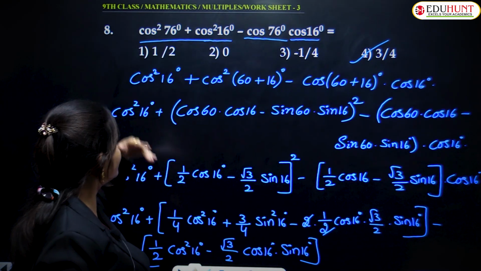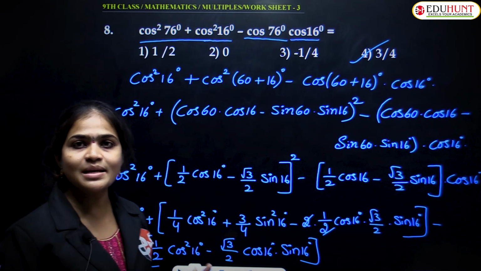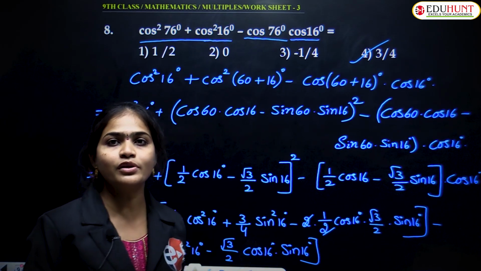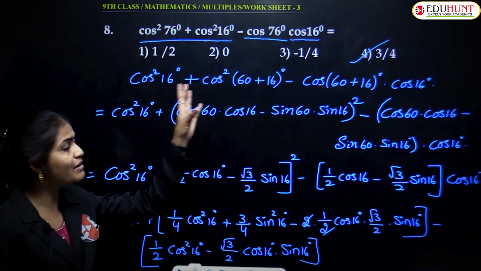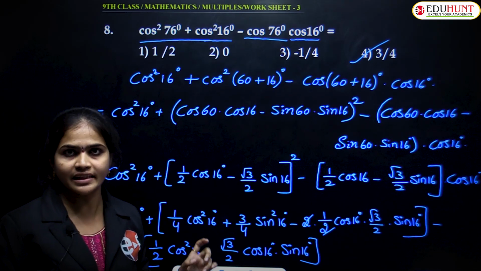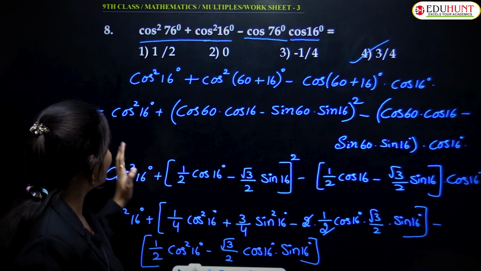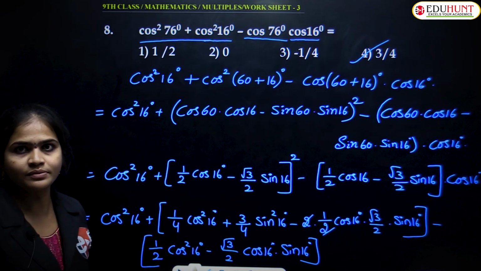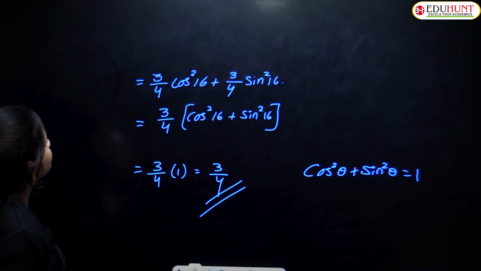So children, before going to solve all these problems, first we have to remember all the identities. Then we have to check which identity the given question is related to. Then we will get the thought, and depending on that, we can simplify it. Understand? Yes. So let us see the next question.